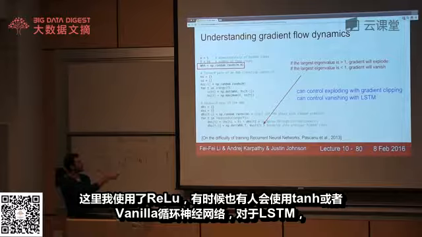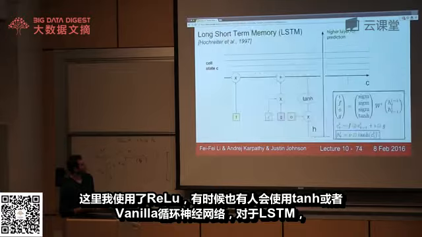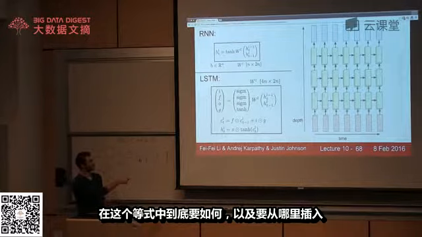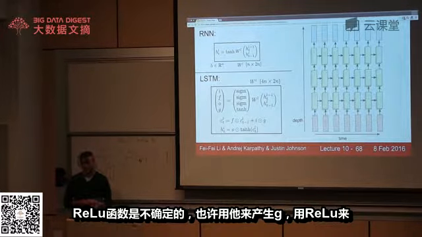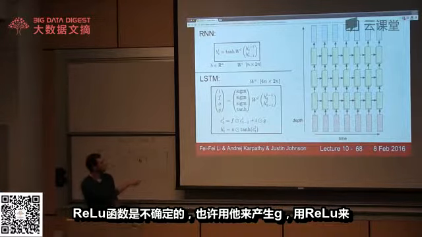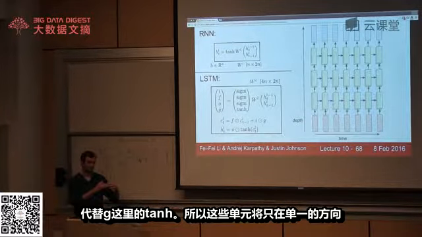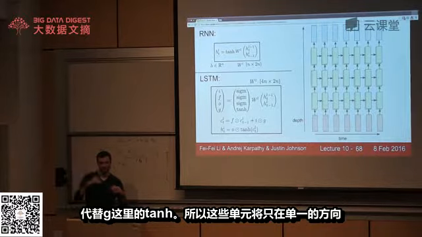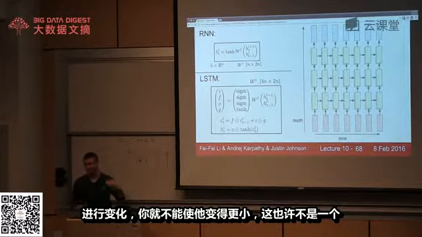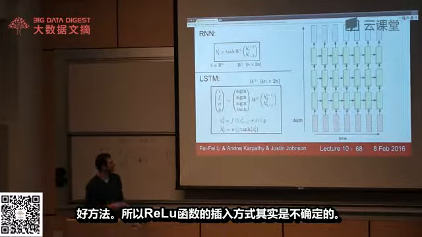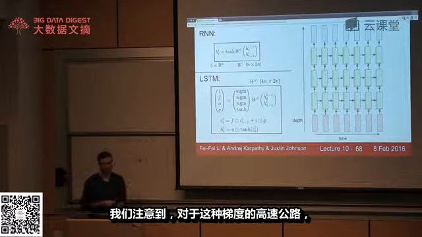Thank you. So here I'm using ReLU. People sometimes use tanh in vanilla recurrent neural networks as well. For LSTMs, it's not clear where you would plug it in. It's not clear in this equation exactly how you would plug in a ReLU and where. Maybe for g, I'm not sure. So instead of tanh, we would use ReLU here. But then these cells would only grow in a single direction, right? So maybe you can't actually end up making it smaller. So that's not a great idea, I suppose. So basically, there's no clear way to plug in the ReLU here.